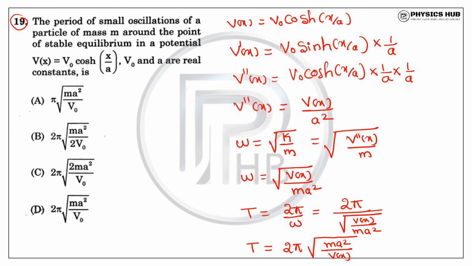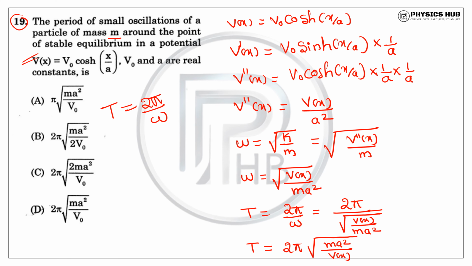Next question. The period of a small oscillation of a particle of mass m around the point of stable equilibrium in a potential, that is V of x is equal to V naught cosh of x by a, where V naught and a are real constants, is. So here we have to find the time period, that is equal to 2 pi by omega, and omega is equal to square root of V double prime of x divided by m.